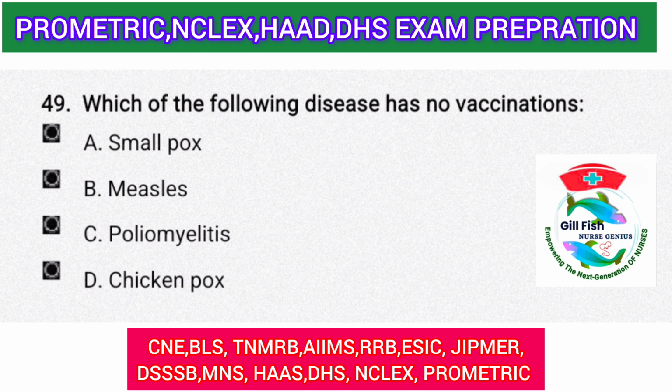Which of the following diseases has no vaccination? Option A smallpox, option B measles, option C poliomyelitis, option D chickenpox. Which one still has no vaccine? That is chickenpox. So option D, chickenpox, will be the correct answer, because for smallpox and measles the vaccines are available. Okay, next question.